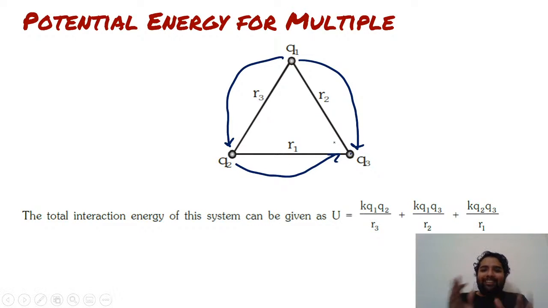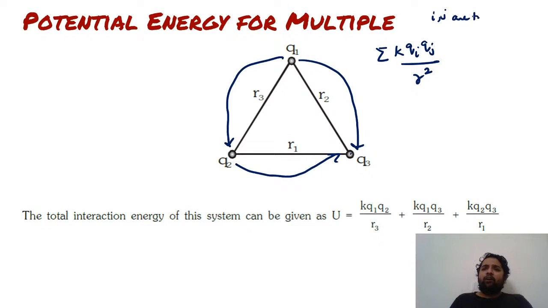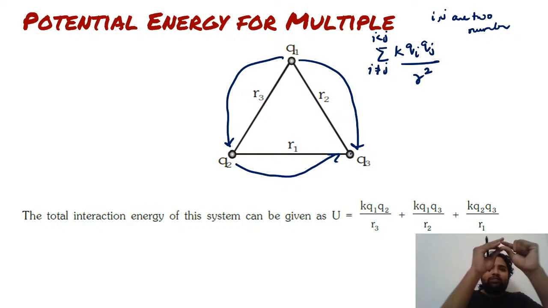Getting it? So this is how you get multiple permutations. Each one charge, because of the other charge, will get affected. So ultimately you can take summation of k q i q j by r square, where i and j are two numbers such that i is not equal to j. Getting it? And i will be less than j. So once you take the first particle you are bringing, you won't use that in the previous one again.